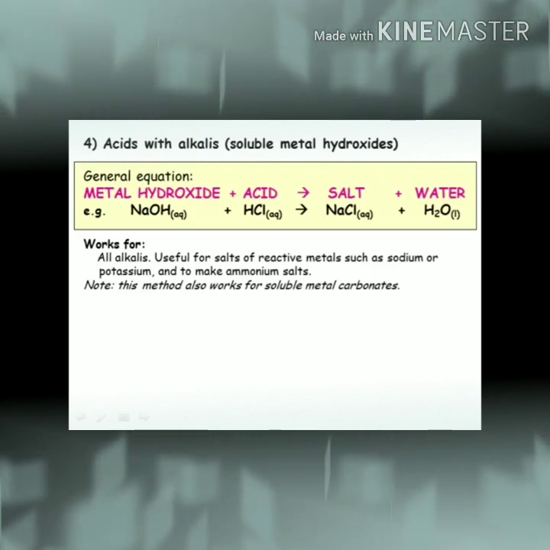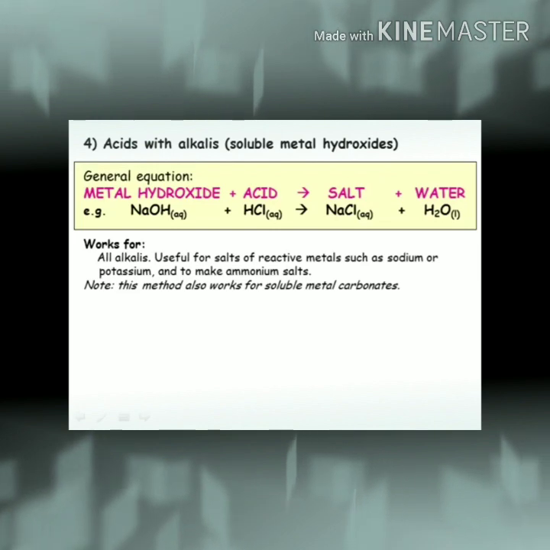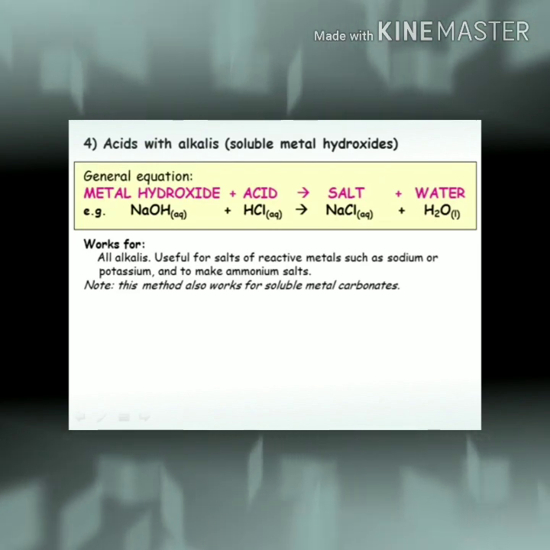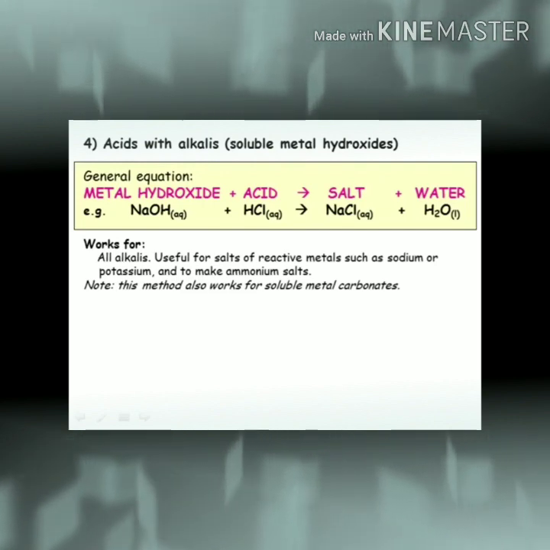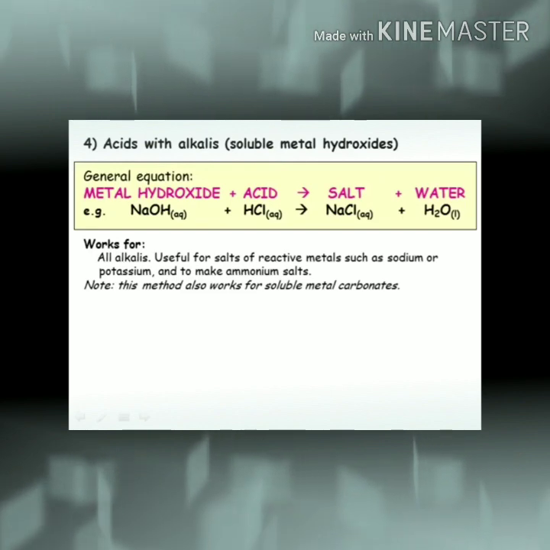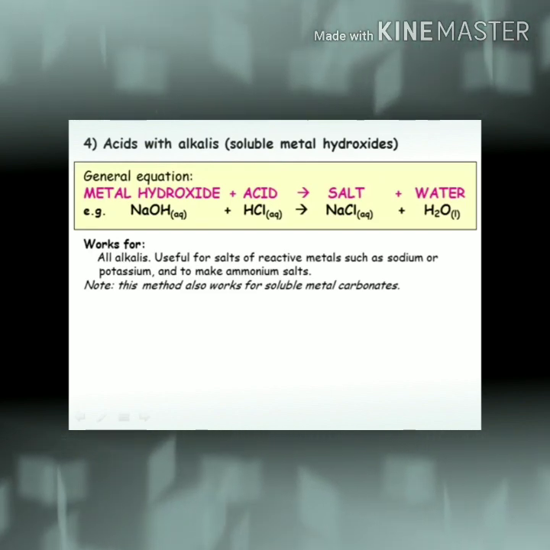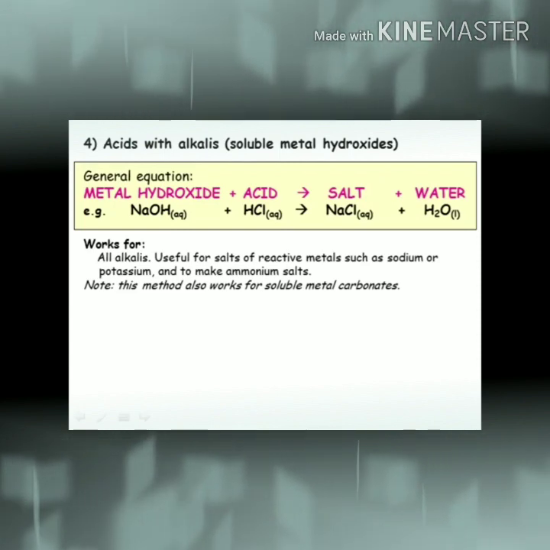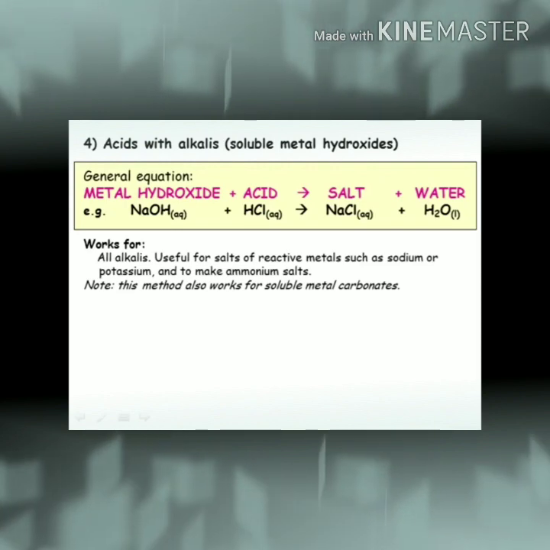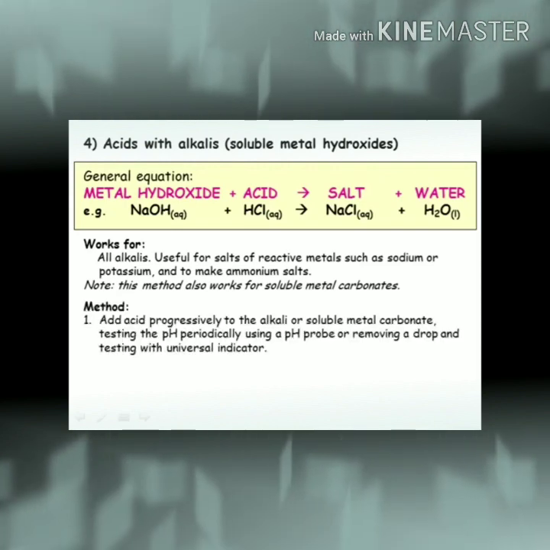In a similar way, the fourth point is how to make a salt from a soluble metal hydroxide. The general equation you can find: sodium hydroxide reacts with hydrochloric acid, and the result will be sodium chloride, and water will be produced. The working methodology: alkalis are useful for making salts of reactive metals such as sodium or potassium, and to make ammonium salts. So basically, this is how we can prepare salt from a soluble metal hydroxide.